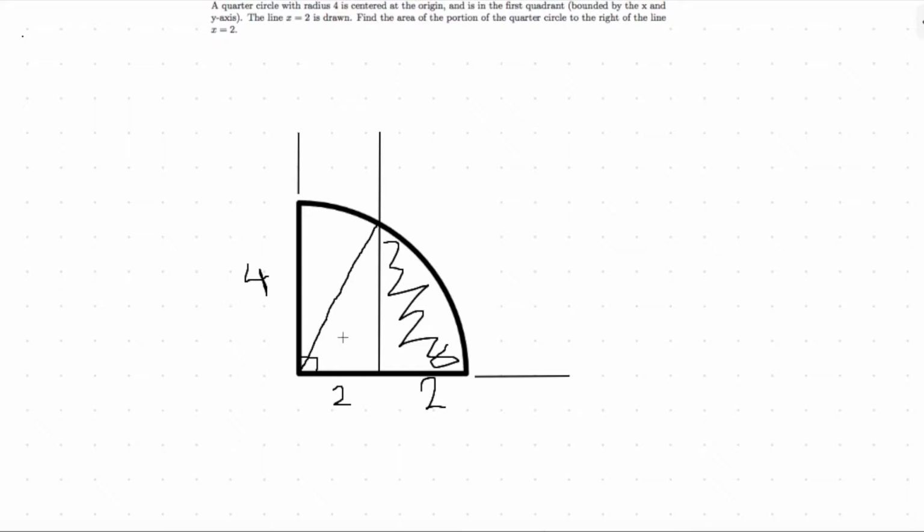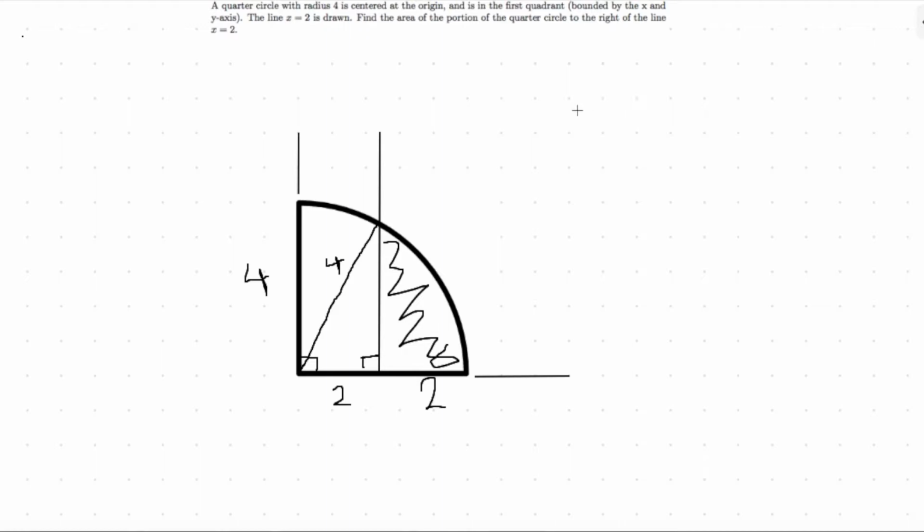Now, because it's a radius of the quarter circle, we know this must also be 4. And this we know is a right angle because it's the line x is equal to 2. Well, if the hypotenuse is 4 and a leg is 2 of this right triangle, it has to be a 30, 60, 90 right triangle that satisfies the 30, 60, 90 relationship.